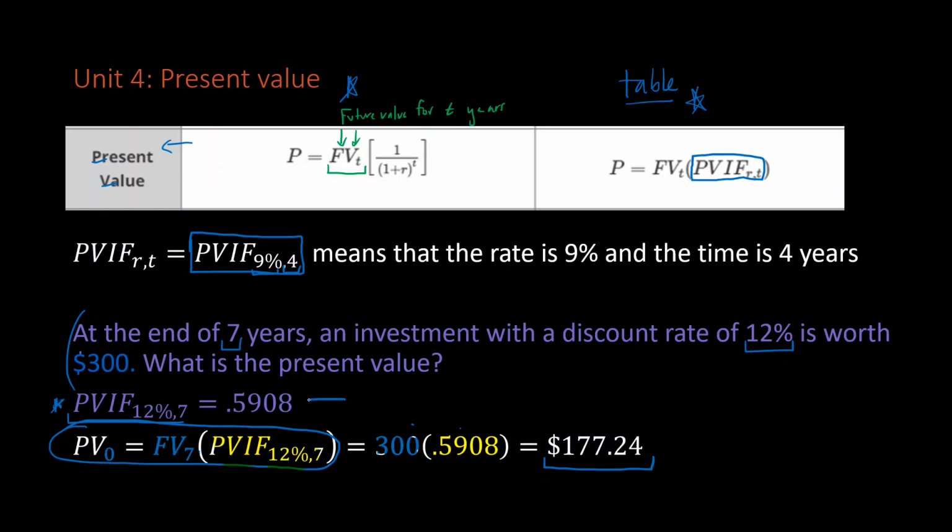Now, if they do not provide this number from a reference table for you, you have to do it using the equation, but don't worry, it doesn't take that much longer. Notice that if you didn't have this number, the stuff inside the parentheses just becomes 1 over 1 plus r raised to the t. So you would just need to know the rate and the time, right? So in this case, the rate was 12% and the time was 7 years. So you could have quickly solved for that instead. And it's still being multiplied by a future value for some amount of time.